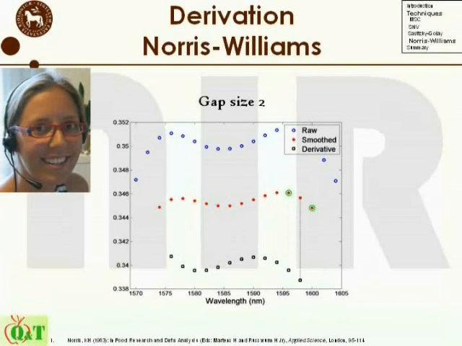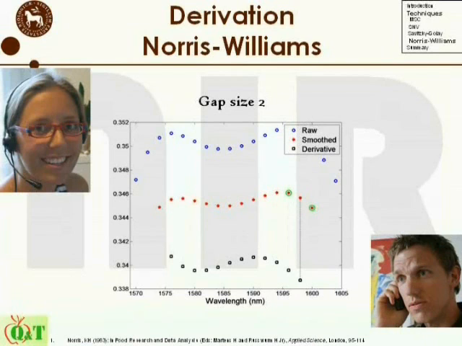Pre-processing of NIR, how may I be of assistance? In Norris-Williams derivation, what is the gap for? Can't you just always use a gap size of 1?